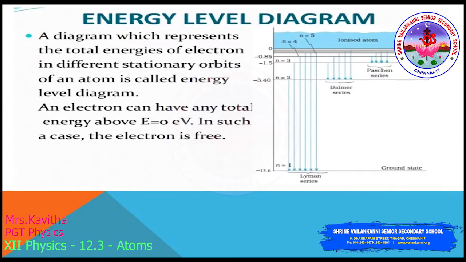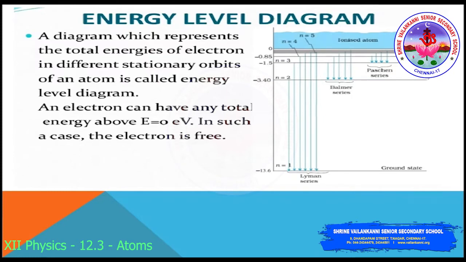In the energy level diagram you can see on the screen, a diagram which represents the total energies of the electron in different stationary orbits of an atom. An electron can have any total energy above the value equal to 0 electron volt. In such a case the electron is free. From the diagram you may see the origin of various series of the hydrogen spectrum, which is the Lyman series.